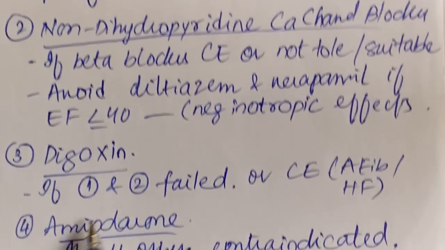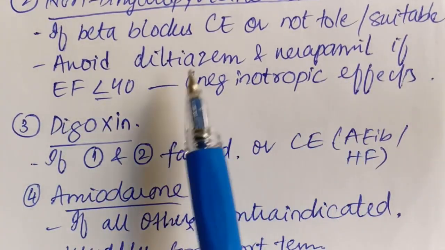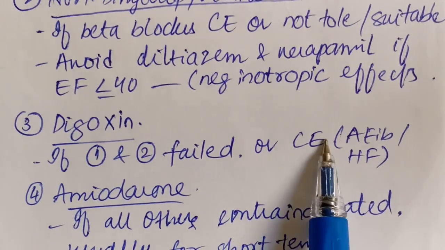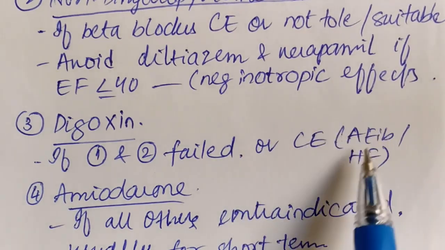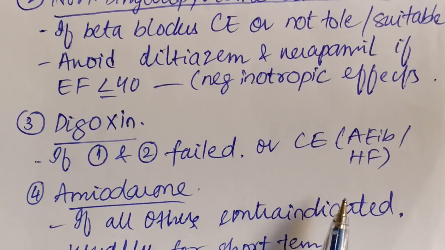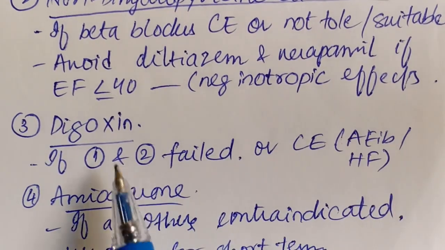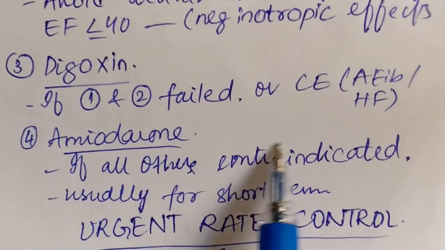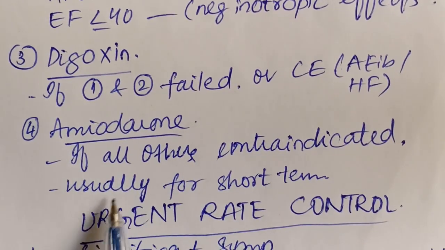Third, we have digoxin, and digoxin is used when diltiazem, verapamil, or beta blockers have failed or are contraindicated, that is, if the patient has atrial fibrillation and heart failure. In both of these, the beta blockers and calcium channel blockers are suspicious and we have to give them cautiously. So digoxin can be used. Then we have amiodarone. If all other drugs are contraindicated, then we are going to go for amiodarone, and it is usually for the short term.